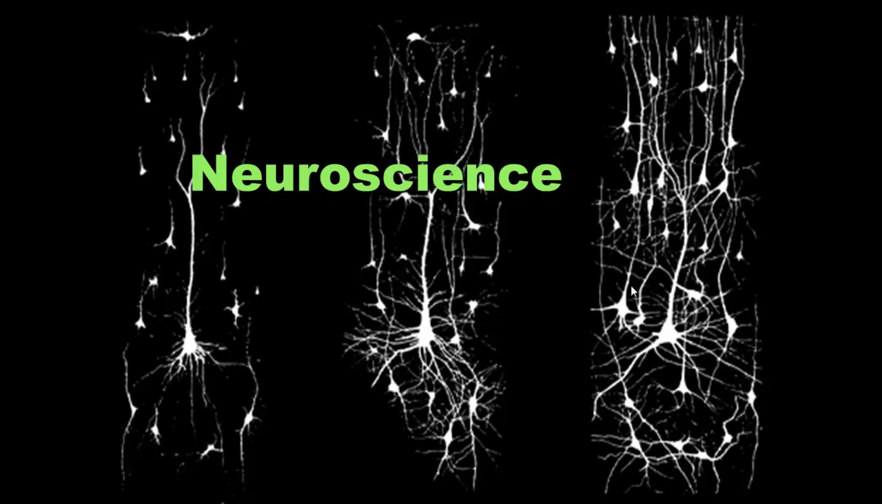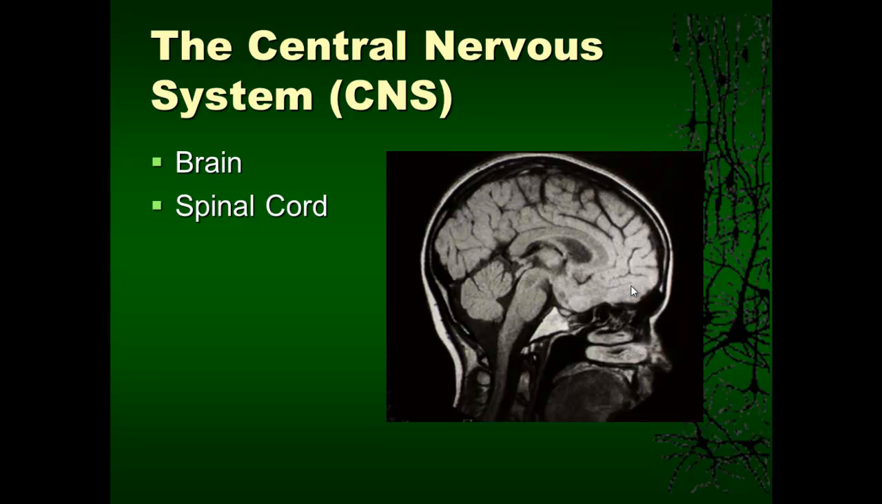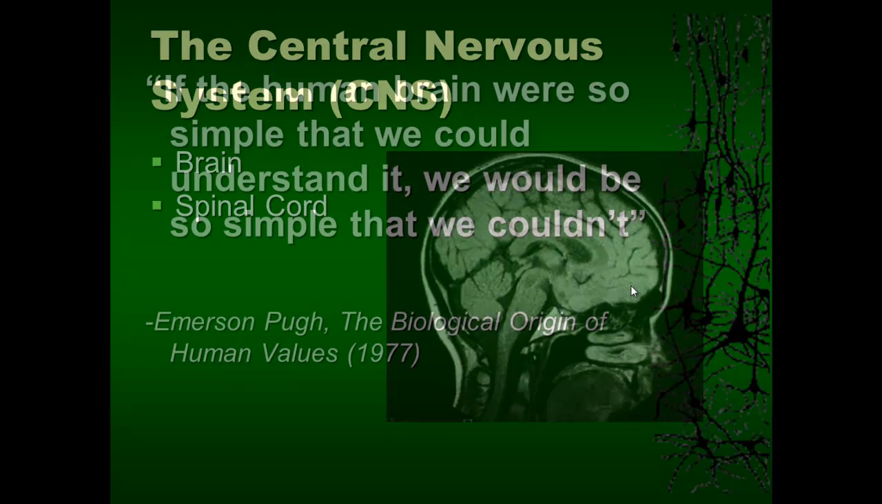This is the second part of our neuroscience lecture. So we're going to focus this lecture on the central nervous system, which, if you recall from the first portion, includes the brain and the spinal cord. Mostly we're going to be looking at the brain.